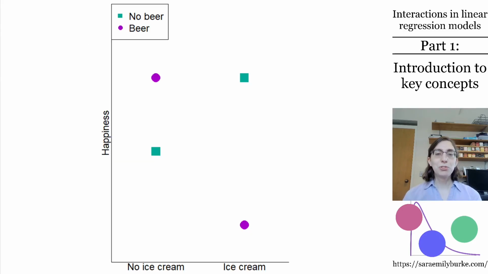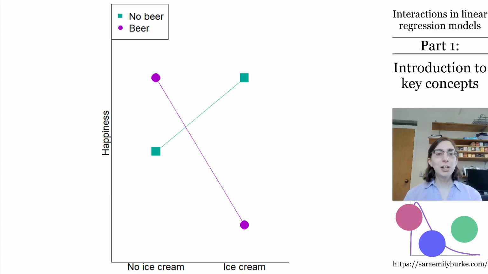We might also represent Jack's situation like this. The teal squares represent the case where Jack has no beer. In this case, his happiness is moderate if he has no ice cream on the left, but high if he has ice cream on the right. The purple circles represent the case where Jack has beer. In this case, he's happy as long as he has no ice cream on the left, but his happiness becomes very low if he has ice cream on the right.